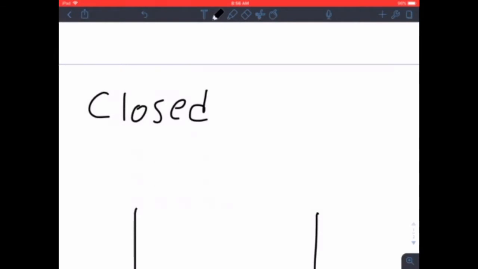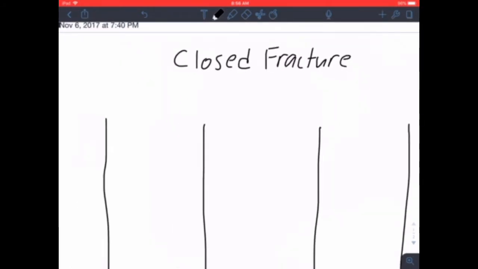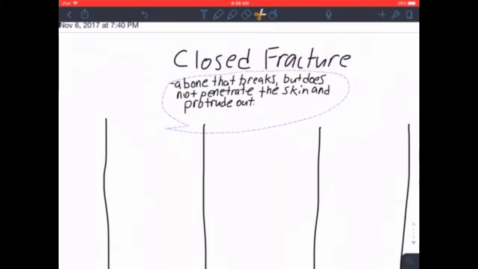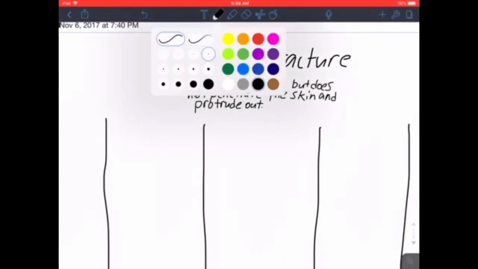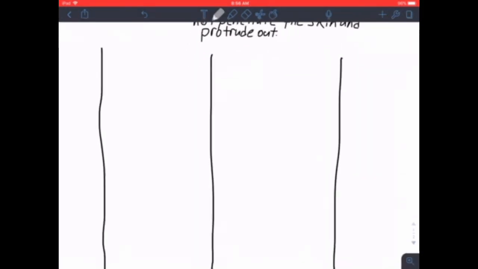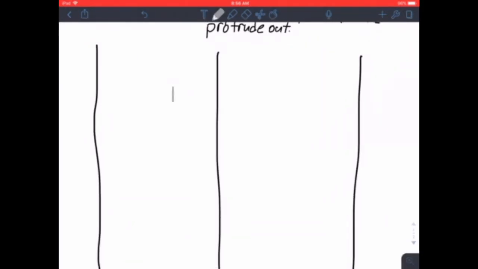This is a closed fracture. A closed fracture is a bone that breaks but does not penetrate the skin and protrude outwards. Here's an example.